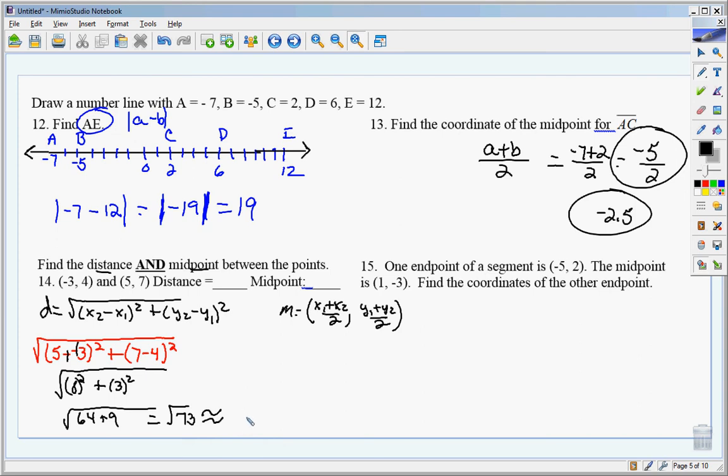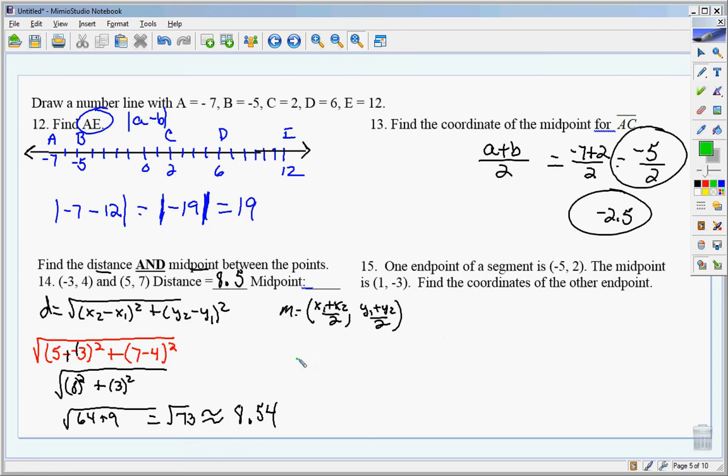square root of 73, 8.5 I believe. 8.54. If they said round to the nearest tenth, I'd put 8.5. It's actually 8.544. So if they said round to the nearest hundredth, I could leave it like it is. So approximately 8.5 to the nearest tenth.